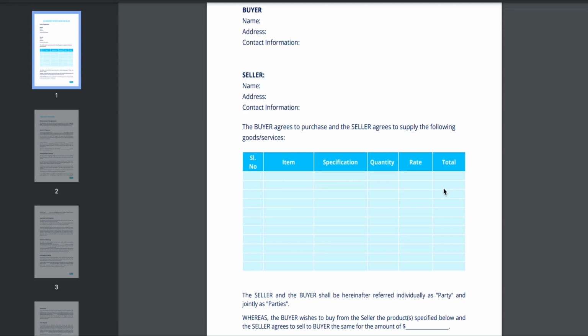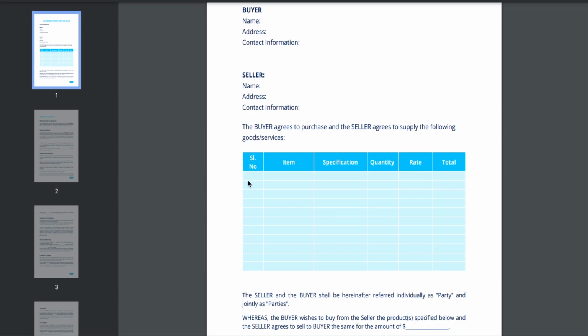Why is this section so important? This section defines the specifics of what is being exchanged, providing a clear and detailed record of the goods or services, including their descriptions, quantity, rate, and total value. This prevents misunderstandings or disputes regarding what is being bought and sold. So let's walk through the table.